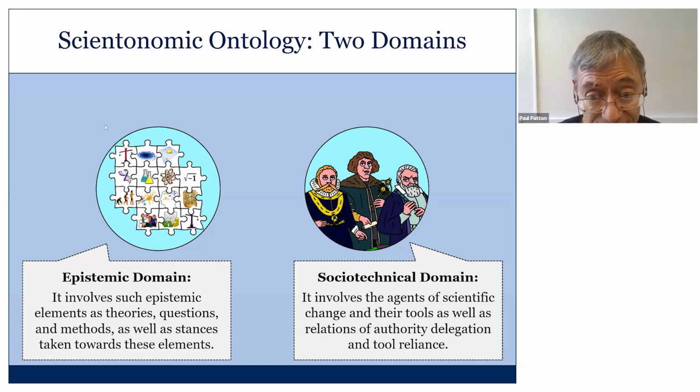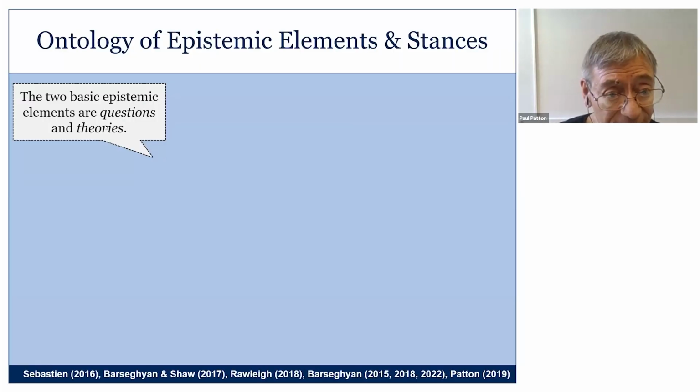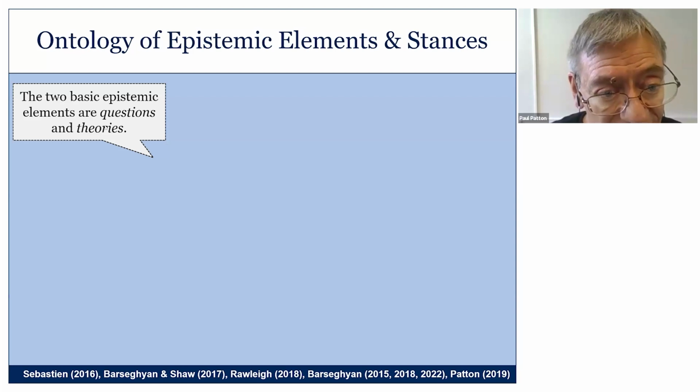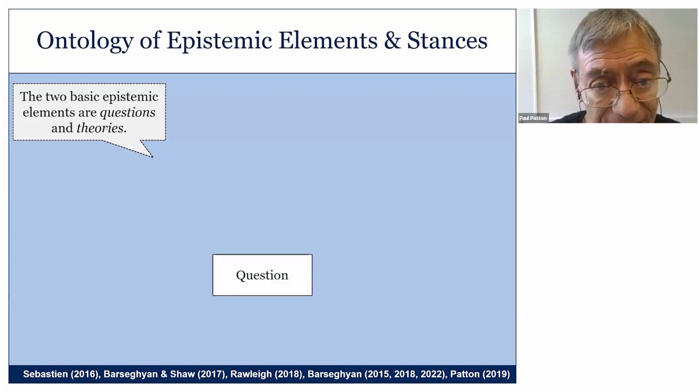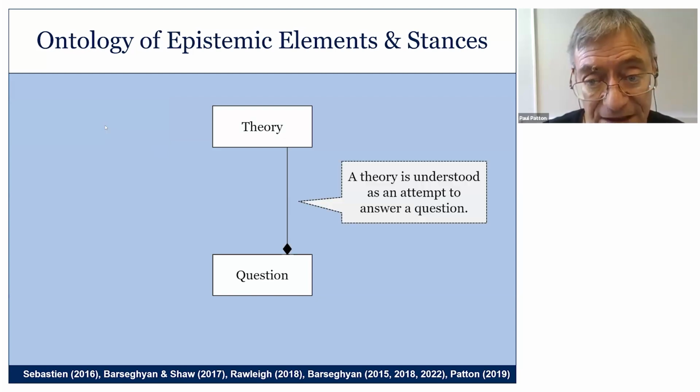So we have 2 domains, and we're going to start by looking at the epistemic domain, which is the domain of epistemic elements and epistemic stances. There are 2 basic epistemic elements that we've identified, and at the bottom of the page are citations to some of the authors that have contributed to these ideas and some of the publications, mostly in the Journal of Scientonomy, having to do with these elements. The elements are questions and theories. A theory is a set of propositions, and each theory is understood as an attempt to answer a question.